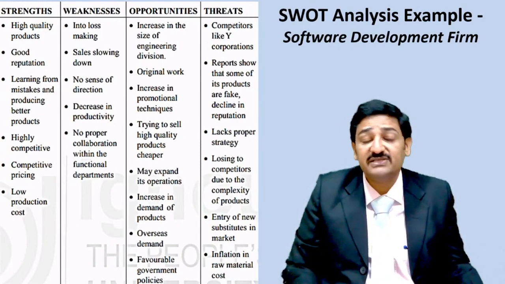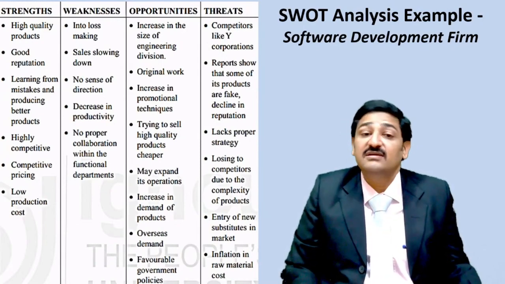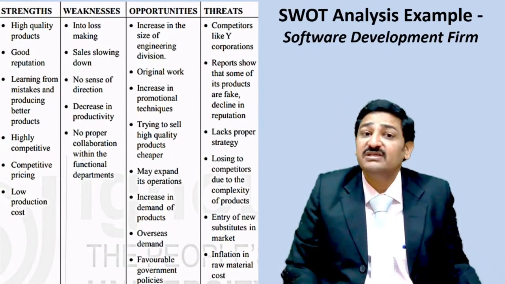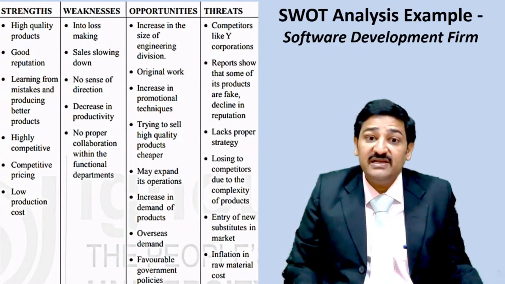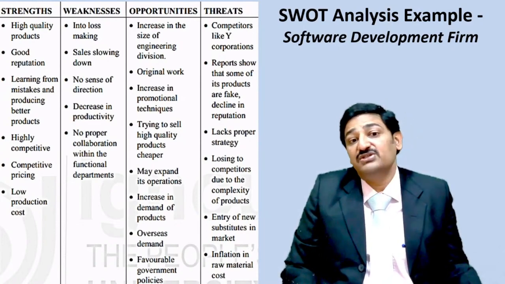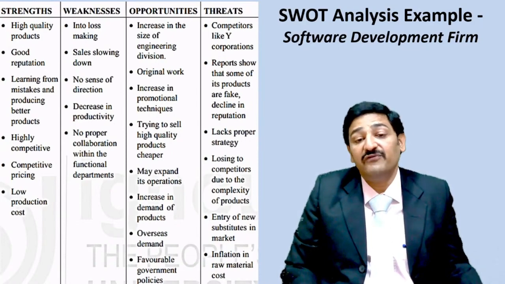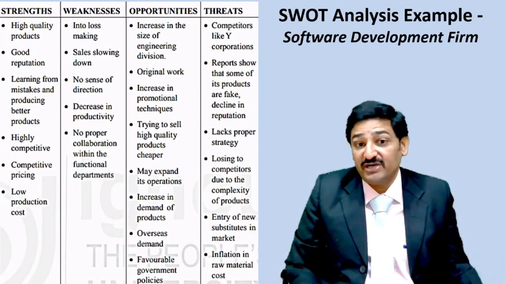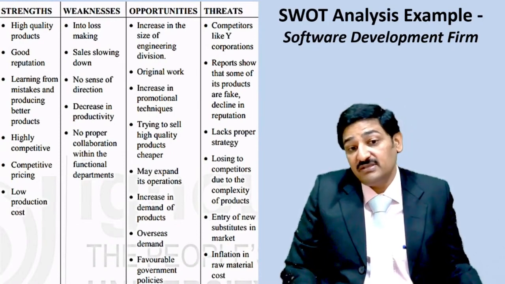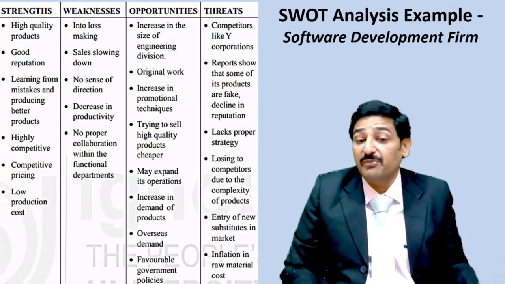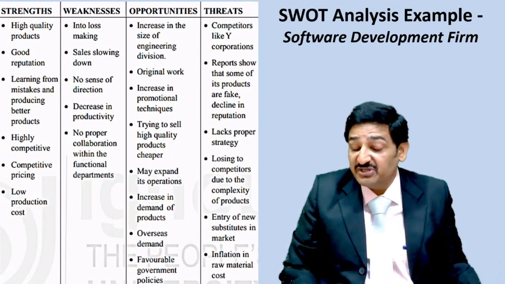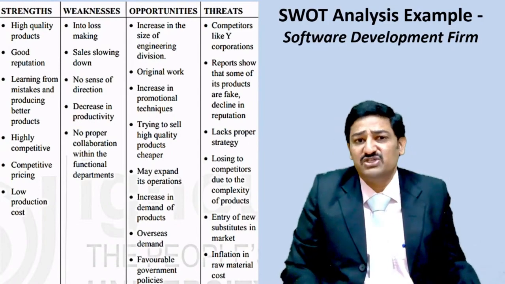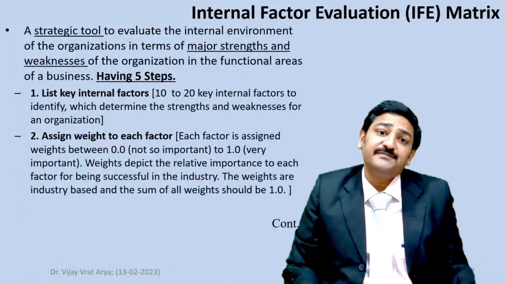Now, if we refer to the threats, then the competitors' position, like any other competitor to the organization, can be a major threat. Similarly, reports that show some of its products are fake, or a decline in reputation, can be a major threat to the firm. It can also include the lack of a proper strategy, maybe losing to competitors due to the complexity of products, are some of the other aspects which can be part of the threat.